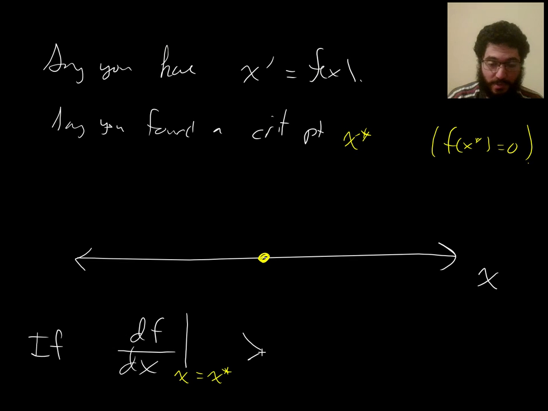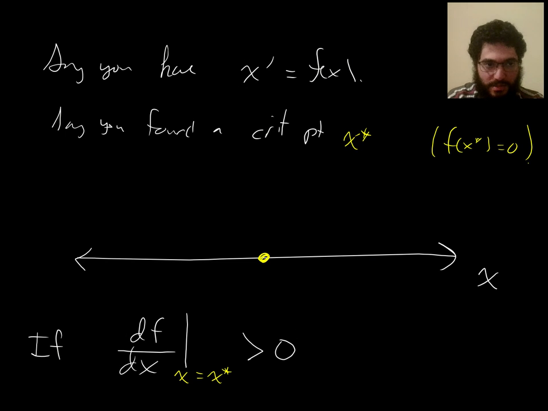If you get something positive, then that means when you make that plot of f versus x, it looks like that, right? Positive slope, which means that if x started out with an initial condition to the left of the yellow dot, then you would observe decreasing x. And if x started out to the right, then you would observe increasing x. So this is an unstable equilibrium.